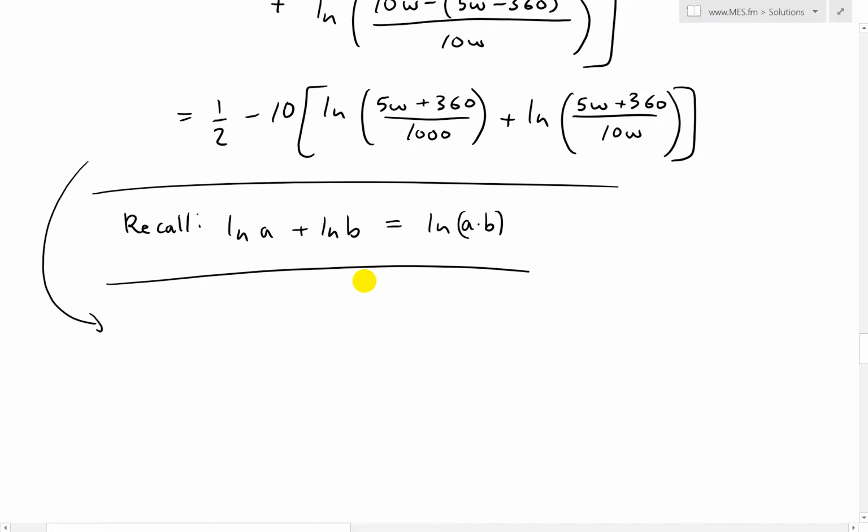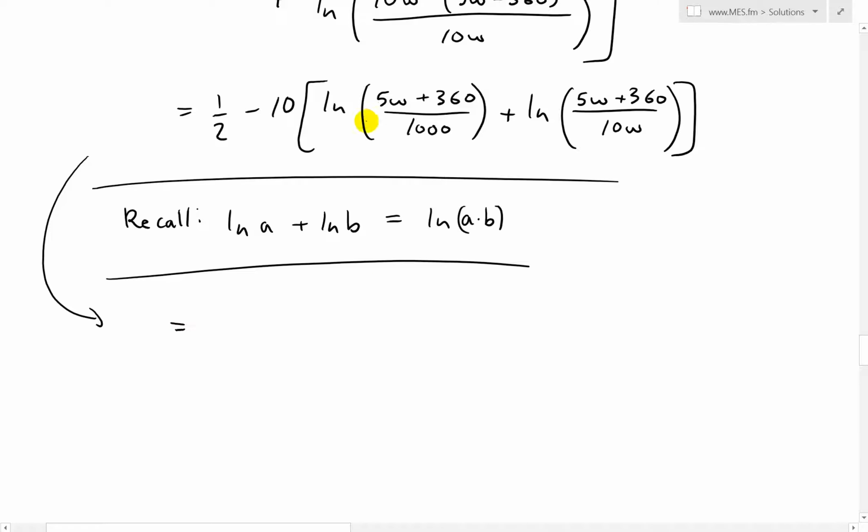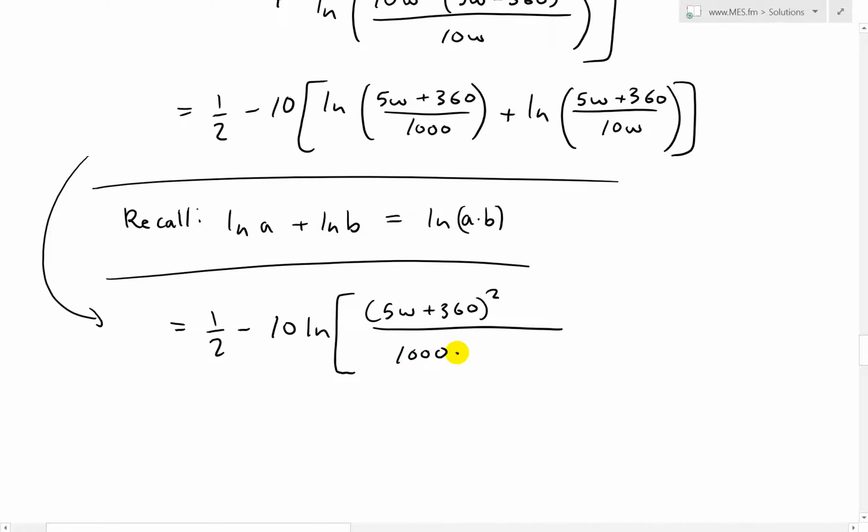So what we have now is this just equals to this thing. We can simplify it for the 1/2. This is minus 10, and then ln, now these are combined, the 2. And then when we combine these two, notice on the top, actually we're going to remove this bracket because it's combined into one logarithm, so we'll put the bracket here. Now this 5W plus 360, and this 5W plus 360, just multiplied by each other, so we'll just square it. And then the bottom, what we have is this 1,000 times this, well, 10W, let's leave it like that.